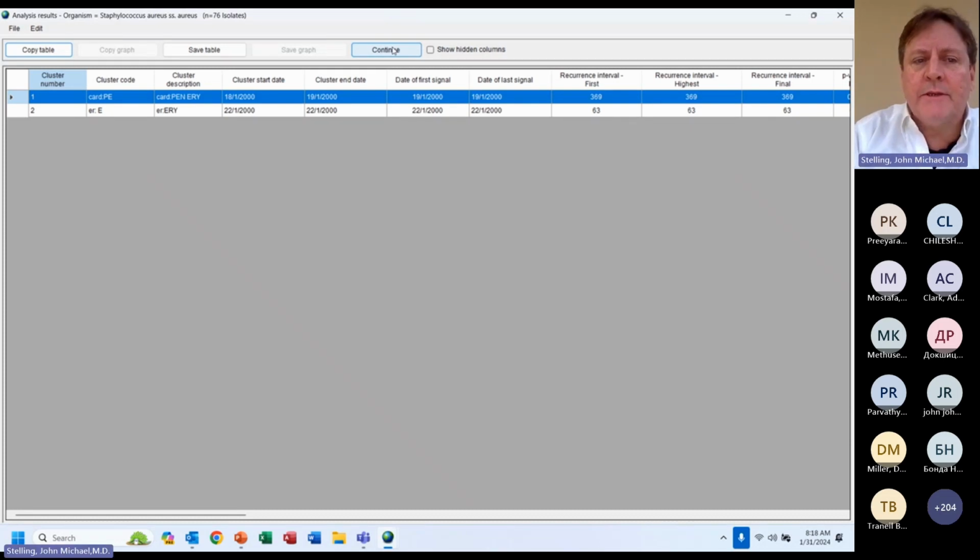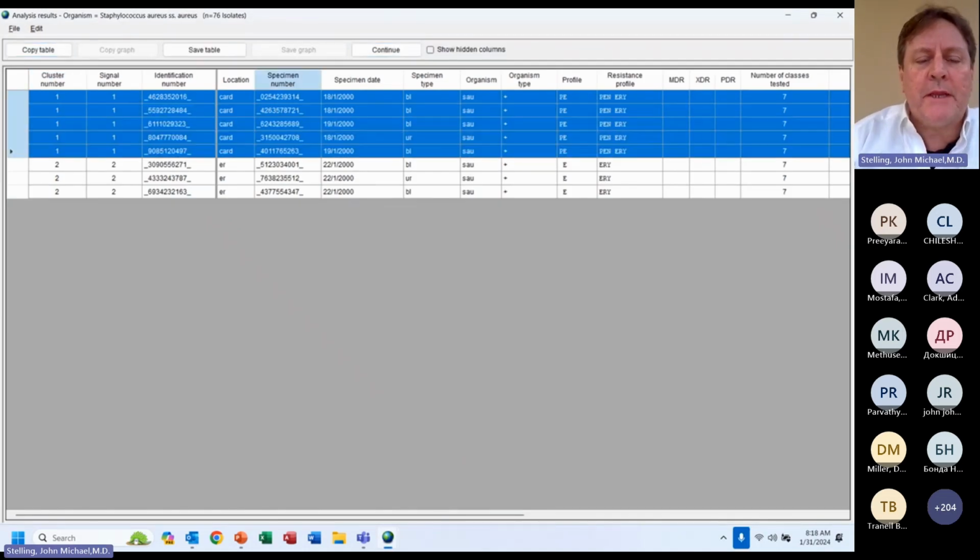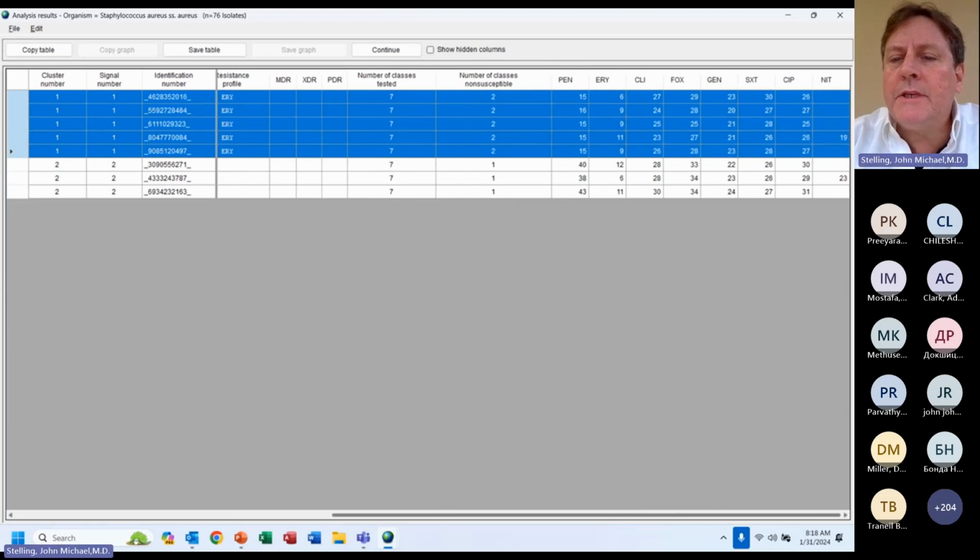That was the detailed list, the summary list, and finally the list of the people. So here are those 5 people that I just mentioned in cardiology. 4 of them were blood, 1 of them was in urine, 3 of them were on January 18th, 2 of them were on January 19th. So all of that we saw previously. And here you see the zone diameters to show you that they're all very, very similar. We'll continue.